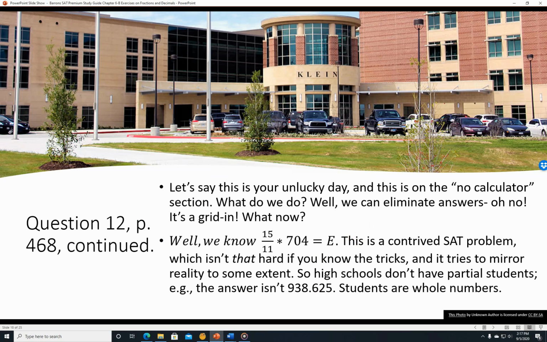What do we do? Well, we could eliminate answers. Oh, wait a minute, this is a grid question in the book, so what do we do now? Well, we know that 15/11 times 704 equals E. This is a contrived SAT problem, so it's not really that hard if you know the tricks. One thing they try to do on the SAT is mirror reality to some extent. High schools don't have partial students. The answer is not going to be 938.625 students. Students are whole numbers.